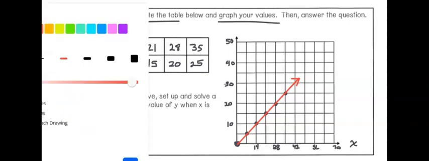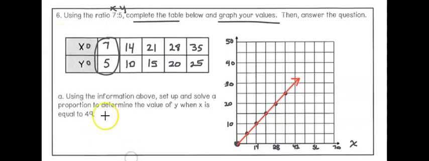Okay, the next question asks, using the information above, set up and solve a proportion to determine the value of y when x is 49. So we're just going to go x over y. It's already set up kind of like that in the table. You can pick any of these you want. I suggest we just use the one that's in lowest terms, the one we started with. So it's 7 over 5.